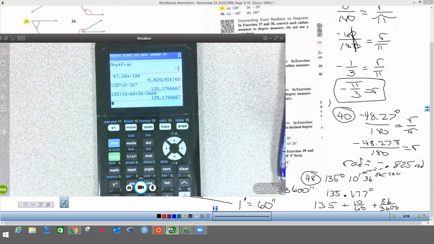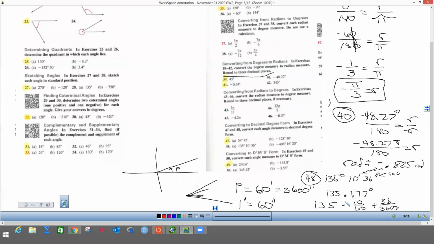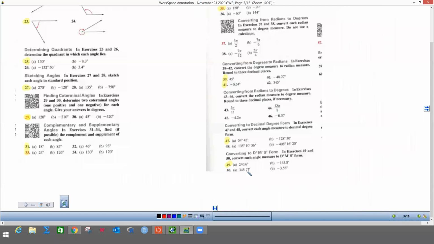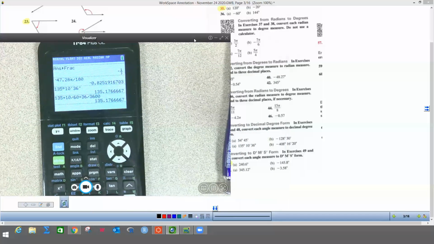And then the last kind of problem we have is changing from decimal degrees. So we're going to do the opposite. We're going to go from decimal degrees back up here. And it says we want to convert each angle into degrees, minutes, seconds form. So we're going to do this. We'll do both of these because they're fairly fast. So I'm going to do both problem 50s here. You're going to type that angle in there just like it shows. And let me move this over so I can see it.